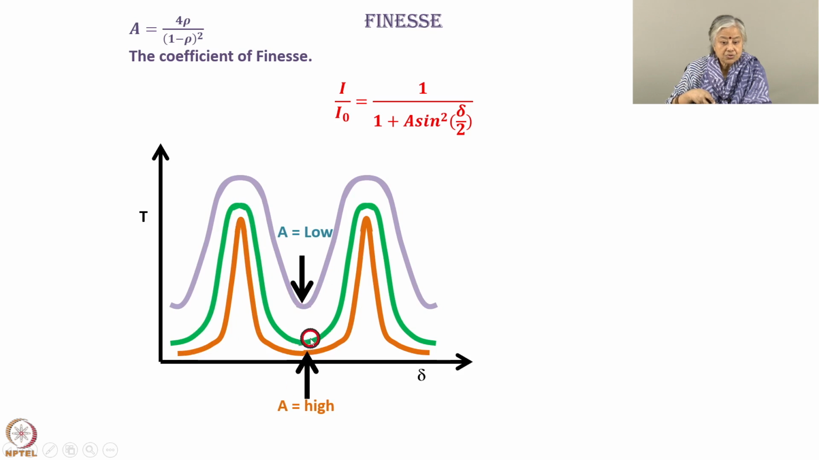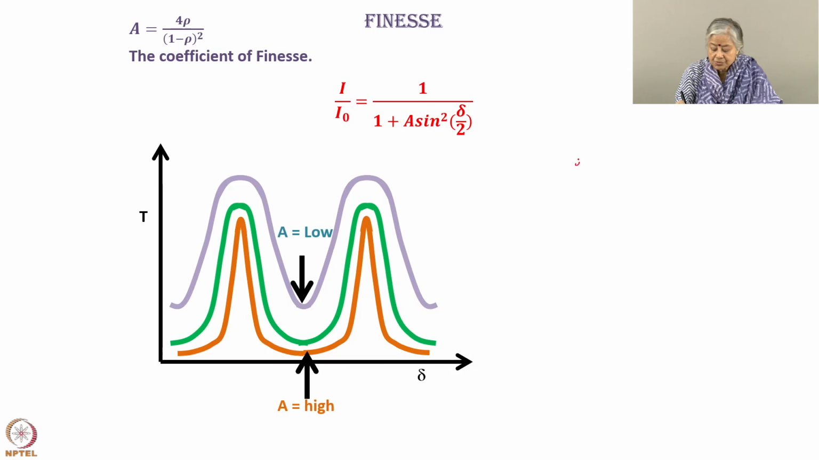This part is not 0. In the brown one, the minimum part is almost 0. So, whenever the minimum part is almost 0, you get sharp interference fringes. Okay. So, if these two are the sharp interference fringes, between these two there is almost 0, and that happens when A is very high. So, when is A very high?